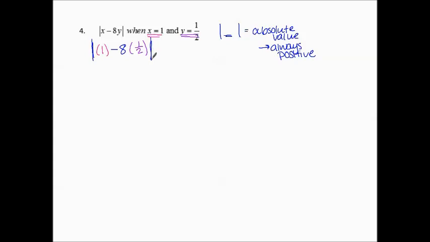Okay, so I'm going to simplify that again. So now I have 1 minus 1/2 times 8 is 4. I know that 1 minus 4 is negative 3. And like I said, it makes anything that's inside of it positive. So if that's negative 3, my answer is going to be positive 3.